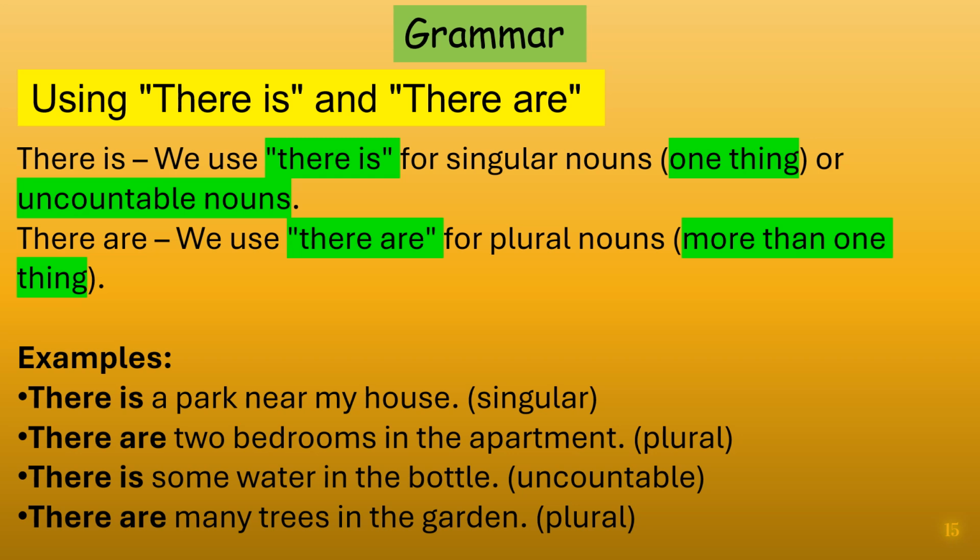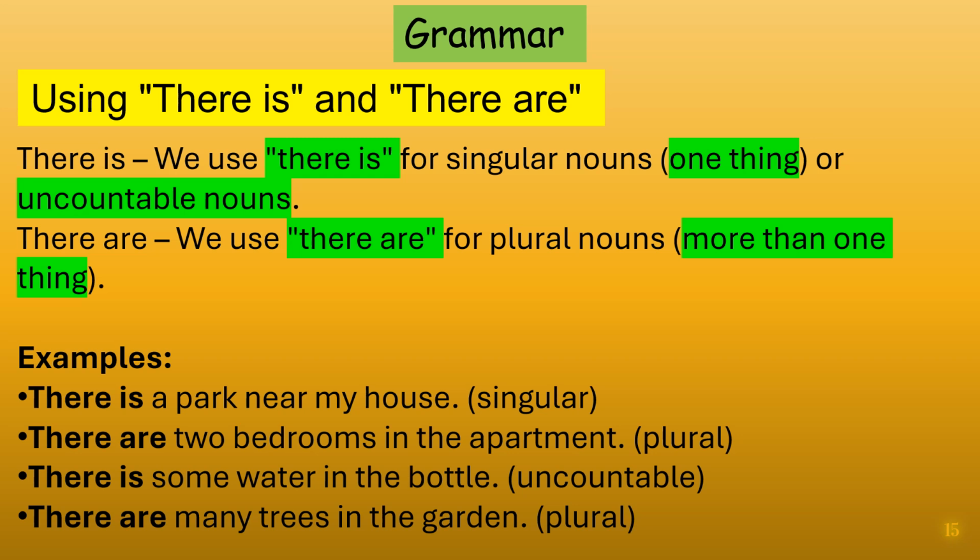Here are some examples. There is a park near my house. If you are describing your hometown, then you can talk about the facilities in your hometown by using there is and there are. There is a park near my house. There are two bedrooms in my apartment. There is some water in the bottle. There are many trees in the garden. So you see the usage of is and are.